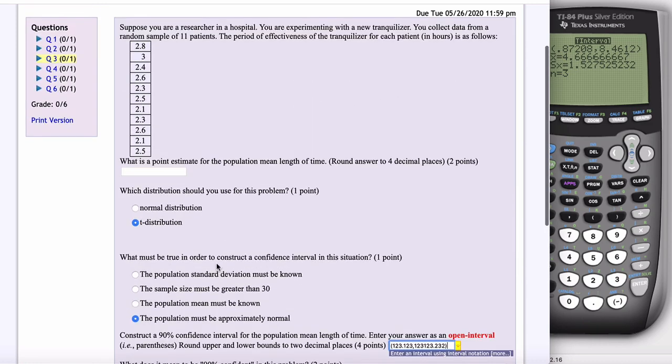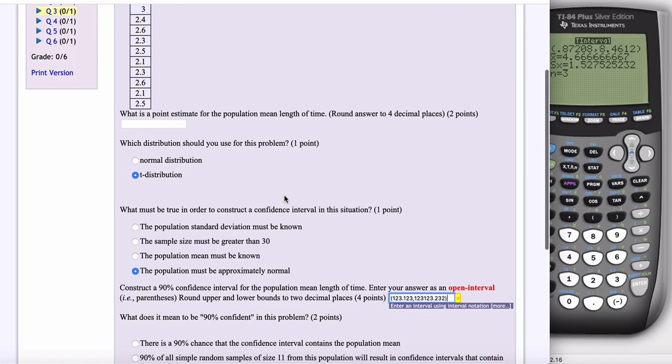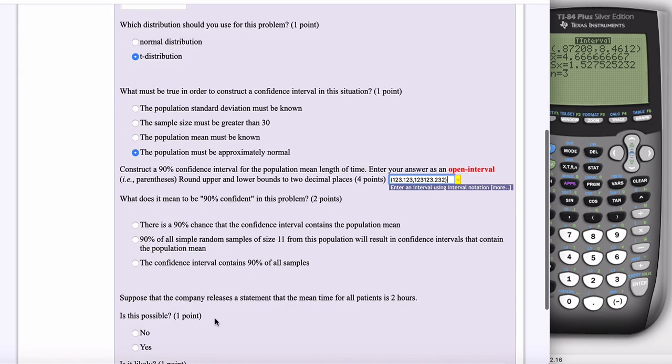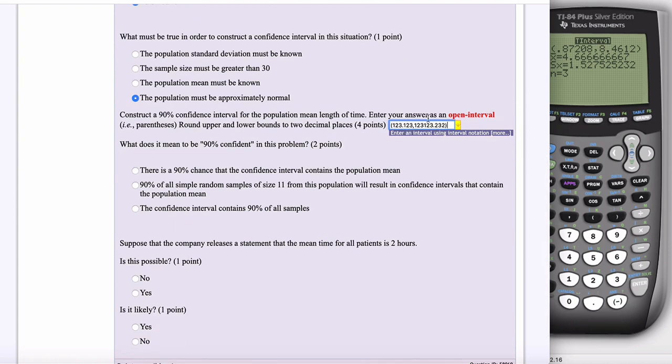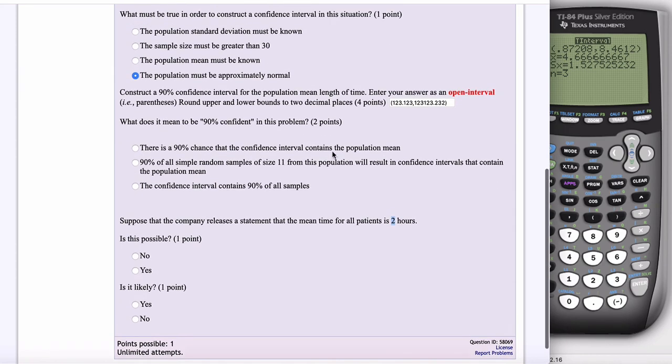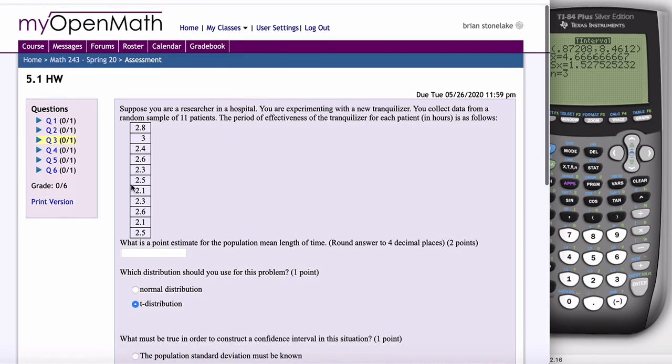right? Because where's my level of confidence? 90% sure that the population mean is in between whichever two numbers you put here and here. And I think you'll find that 2 is not in between those two numbers. Anyways, it is possible, but no, it's not very likely because we have 90% certainty.